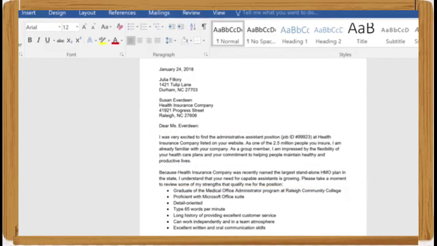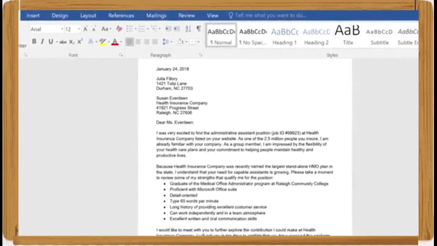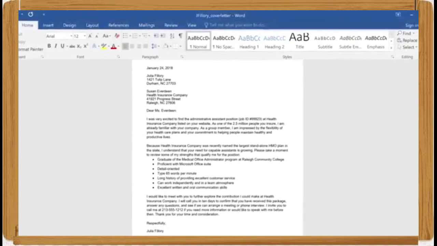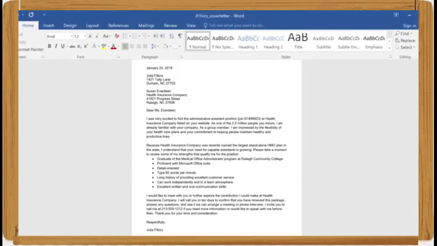A cover letter is your opportunity to showcase yourself as the right person for a position. Devoting the time and effort necessary to write your cover letter can help strengthen your chances of securing an interview, and possibly a job. Excellent!